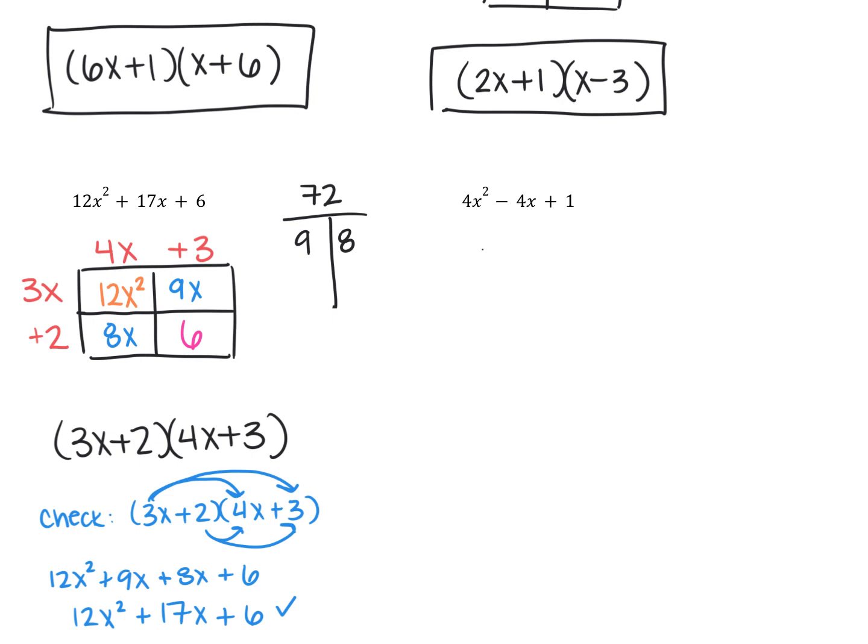Last example from this method, 4x squared minus 4x plus 1. So I'll put 4x squared in my top left, 1 in my bottom right. So I'm looking for numbers that multiply to 4 and add to negative 4.